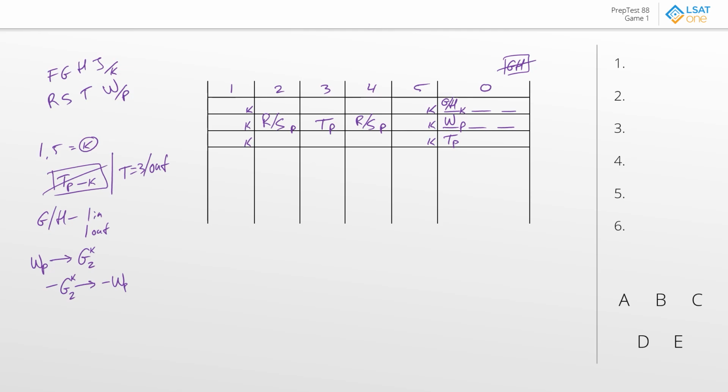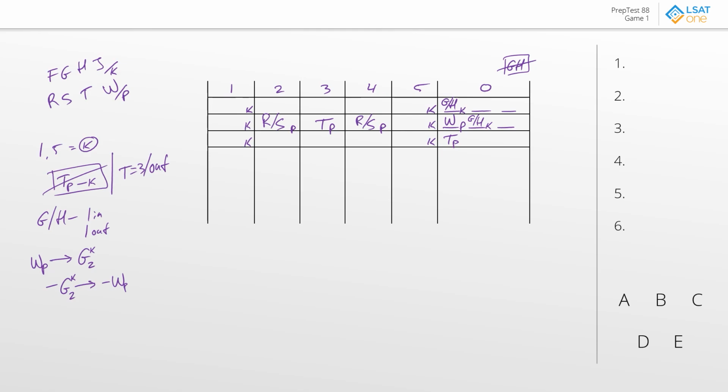Now, we still have to have one of G or H on the outside, and I guess the other of G or H is going to have to go in. So actually, that means that one of 1 or 5 would have to be a G or an H, and I guess what does that leave us with? That's just F and J.